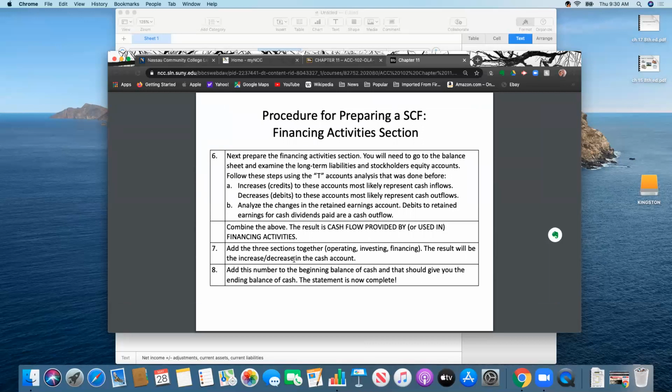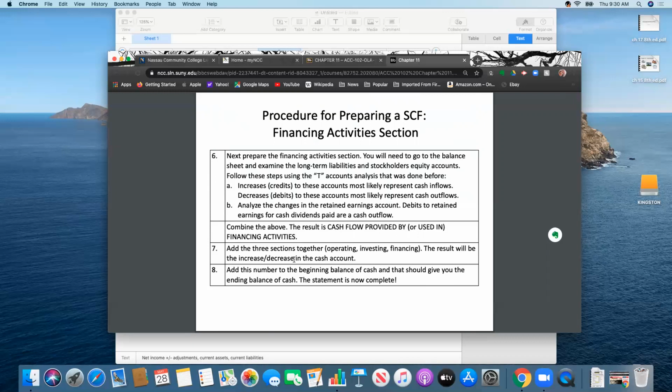Financing activities. Financing activities, go back to the balance sheet, long-term liabilities, stockholders' equity accounts, draw the T accounts, enter the beginning balance, enter the ending balance. Why did they change? Increases to these accounts most likely represent cash coming in. Decreases to those accounts most likely represent cash going out.